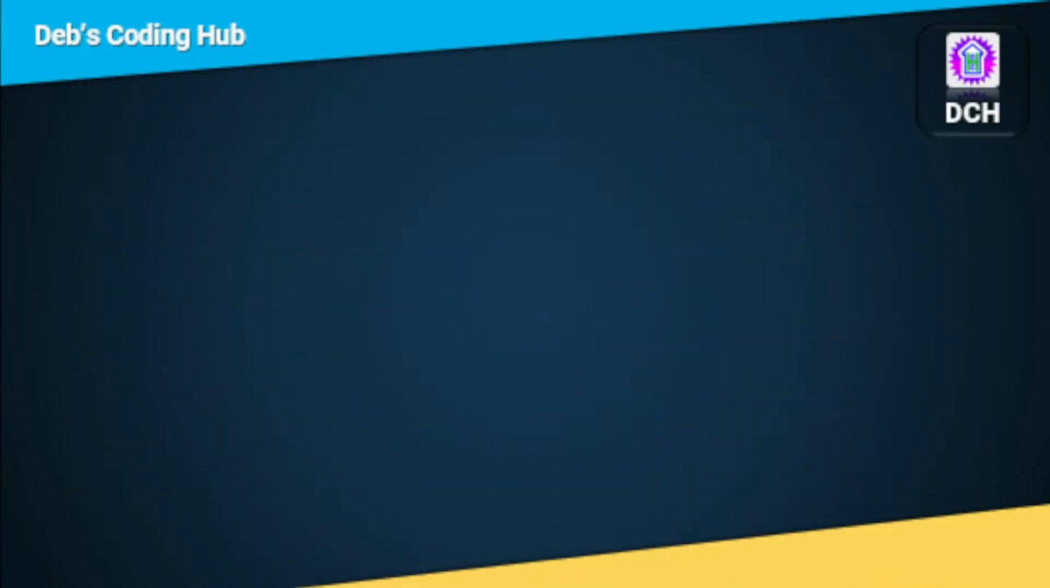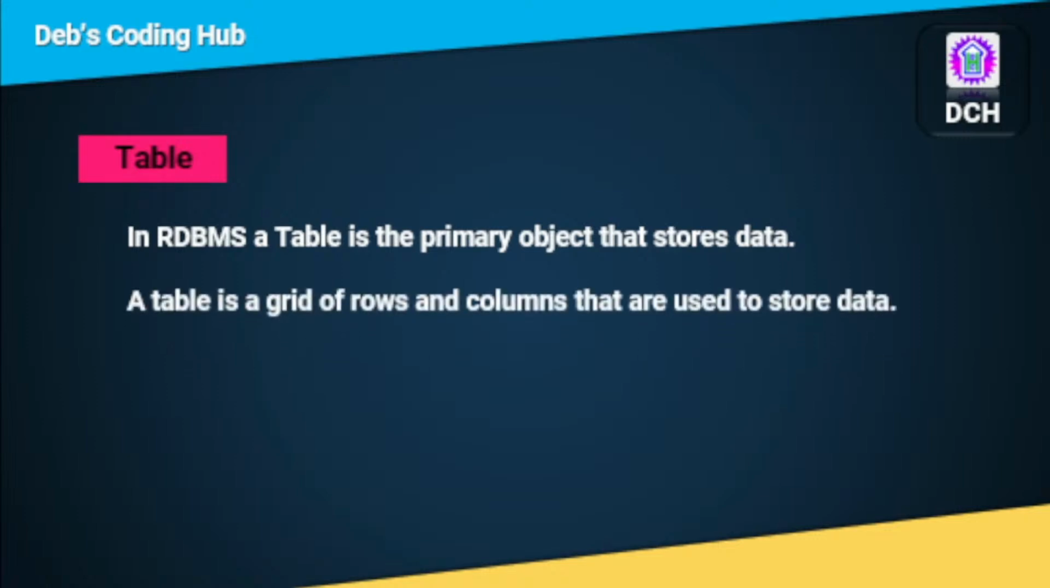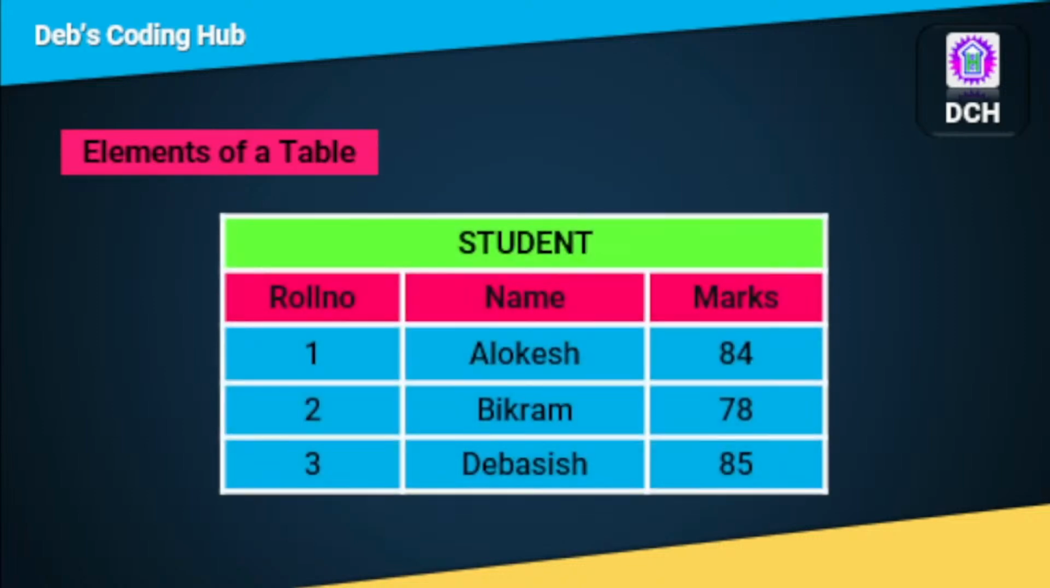Now let us take a look at the primary data object, which is called the table. In RDBMS, a table is the primary object that stores data. In RDBMS, a table is a grid of rows and columns that are used to store data. Now let us see the elements of a table. So this is one table structure. Let us point out the different elements in this table. The top row is not actually a row. This is the name of the table, which is student. So this table will store information about students.